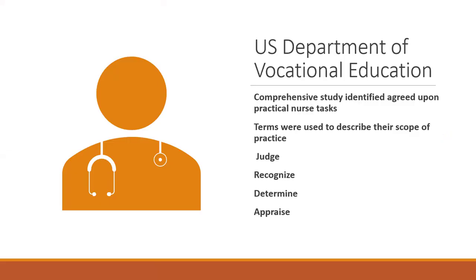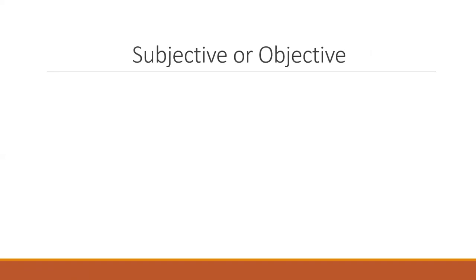Out of all the things that we do, nursing is the most trusted profession that it is, and we do pretty much everything from A to Z. The United States Department of Vocational Education has summed it all up in 4 words. We do need to know these 4 words, and these 4 words describe all those things that we do that's in our scope of practice. That is to judge, recognize, determine, and appraise. We need to know those terms.